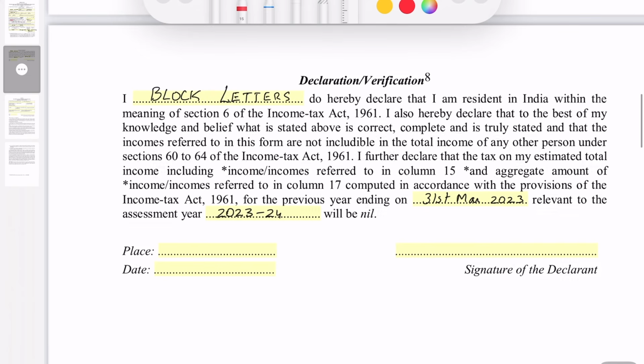So finally, just put the place wherever your father is located, and the date when you're filling this form. Ask your father to put another signature. Now remember, even if you're filling the form, please do not put your signature, ask your father to put it. And that's about it. That's all that you need to do as far as Form 15H is concerned.